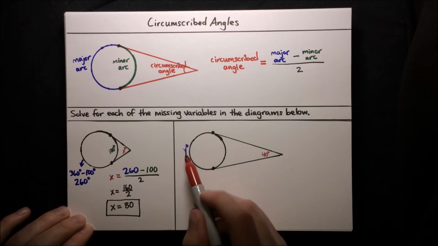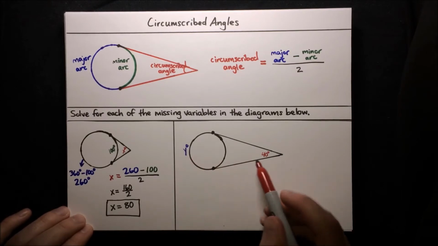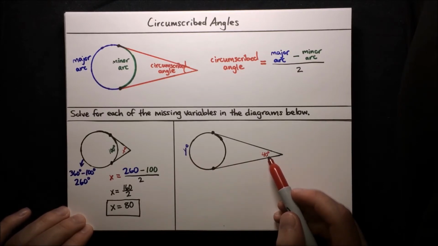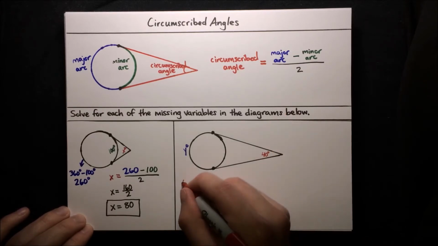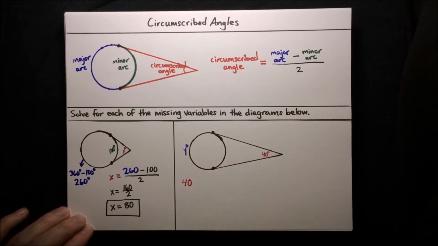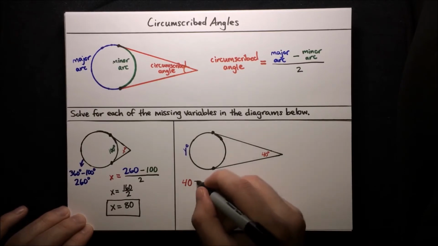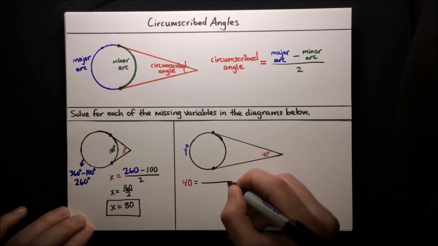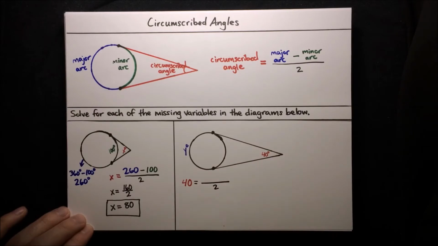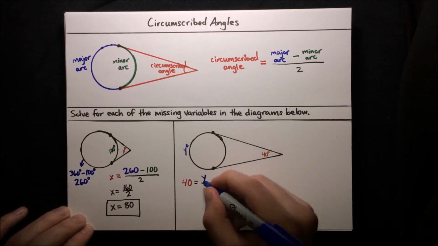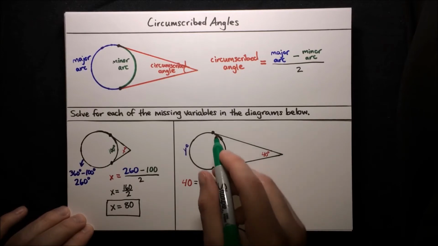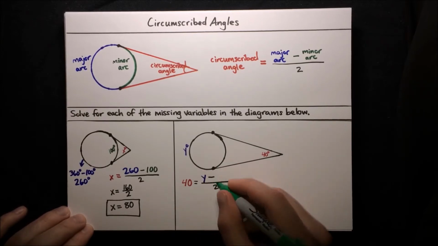Okay, so how about in the next problem? We want to solve for the missing variable y, and we know the measure of the circumscribed angle this time. It's 40 degrees. So let's go ahead and set up our formula again. So 40 degrees, that's the circumscribed angle. That's equal to the difference in arcs, then divided by 2. This time we're given the major arc, that's y, that's what we're solving for. But we're not given the minor arc, and that's what we need to subtract from the major arc.